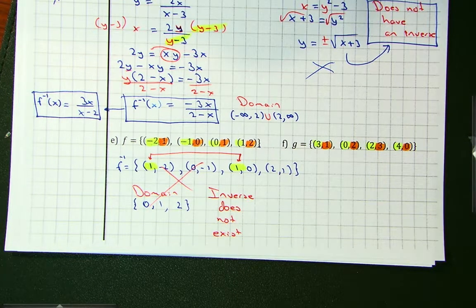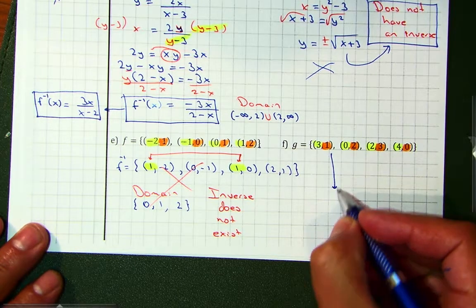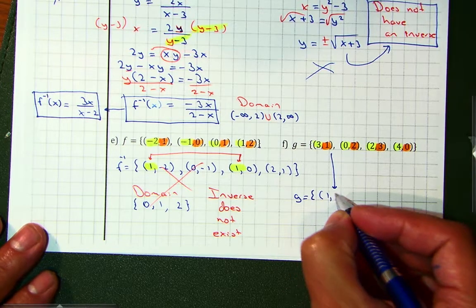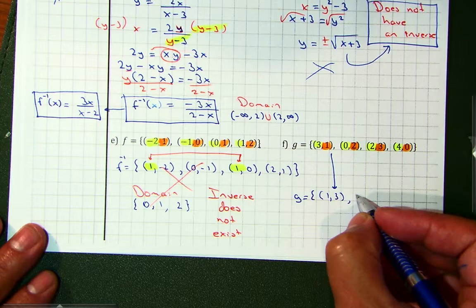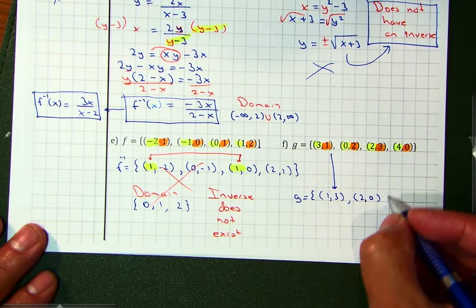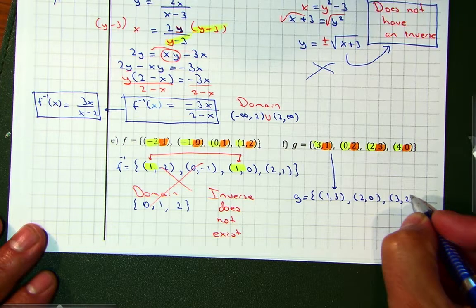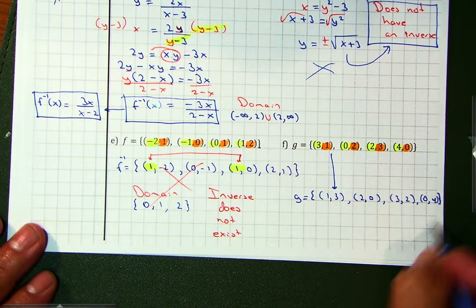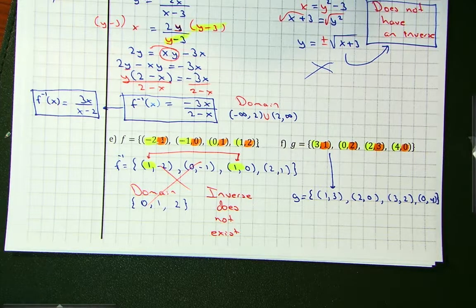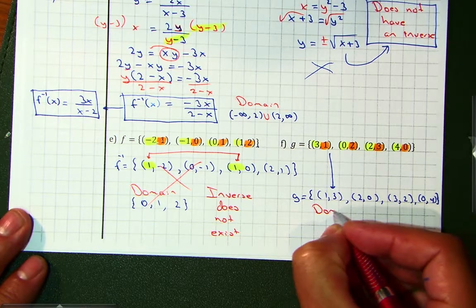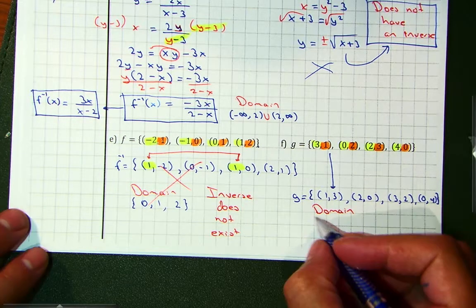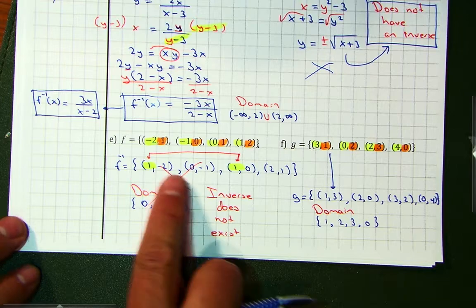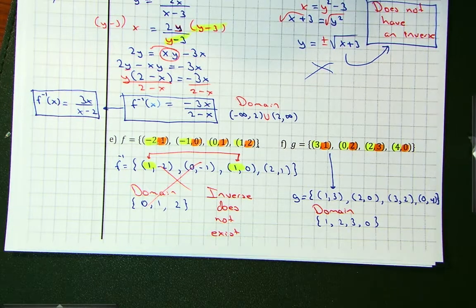So therefore, is the inverse a function? Yes. So let's go and find it. So let me just give myself more space. So g equals, and let me write a little smaller. So that's 3, 1 becomes 1, 3. 0, 2 becomes 2, 0. 2, 3 becomes 3, 2. And the last one, 4, 0 becomes 0, 4. Let me close my brace. And my domain, the set of all the x values, which is 1, 2, 3, and 0. I did not see it until I realized I had 2 ones over here.